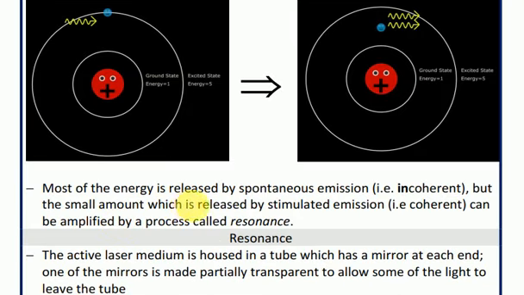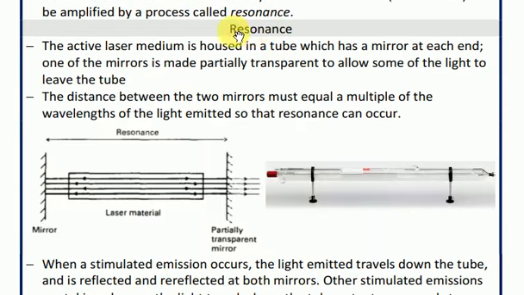Most of the energy released by spontaneous emission is incoherent, but the small amount released by stimulated emission is coherent, and this small amount can be amplified by a process called resonance. Now we will discuss resonance.